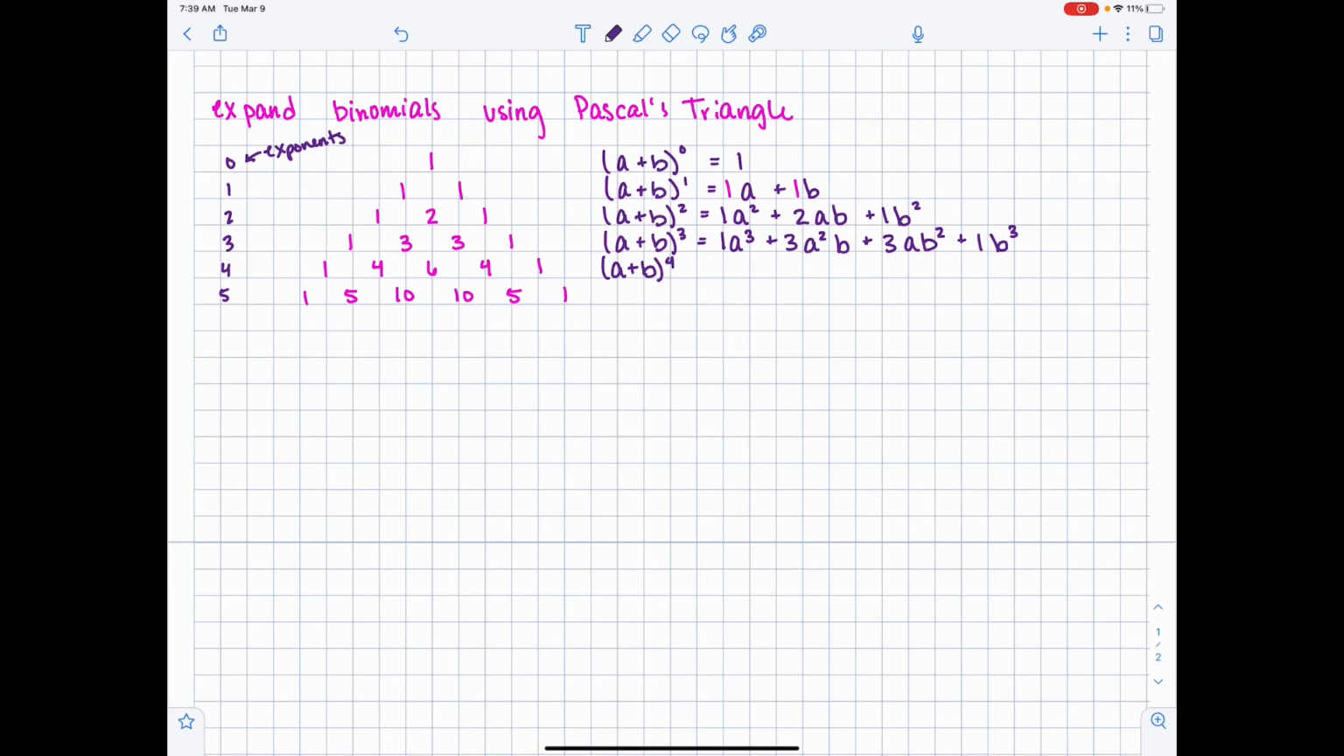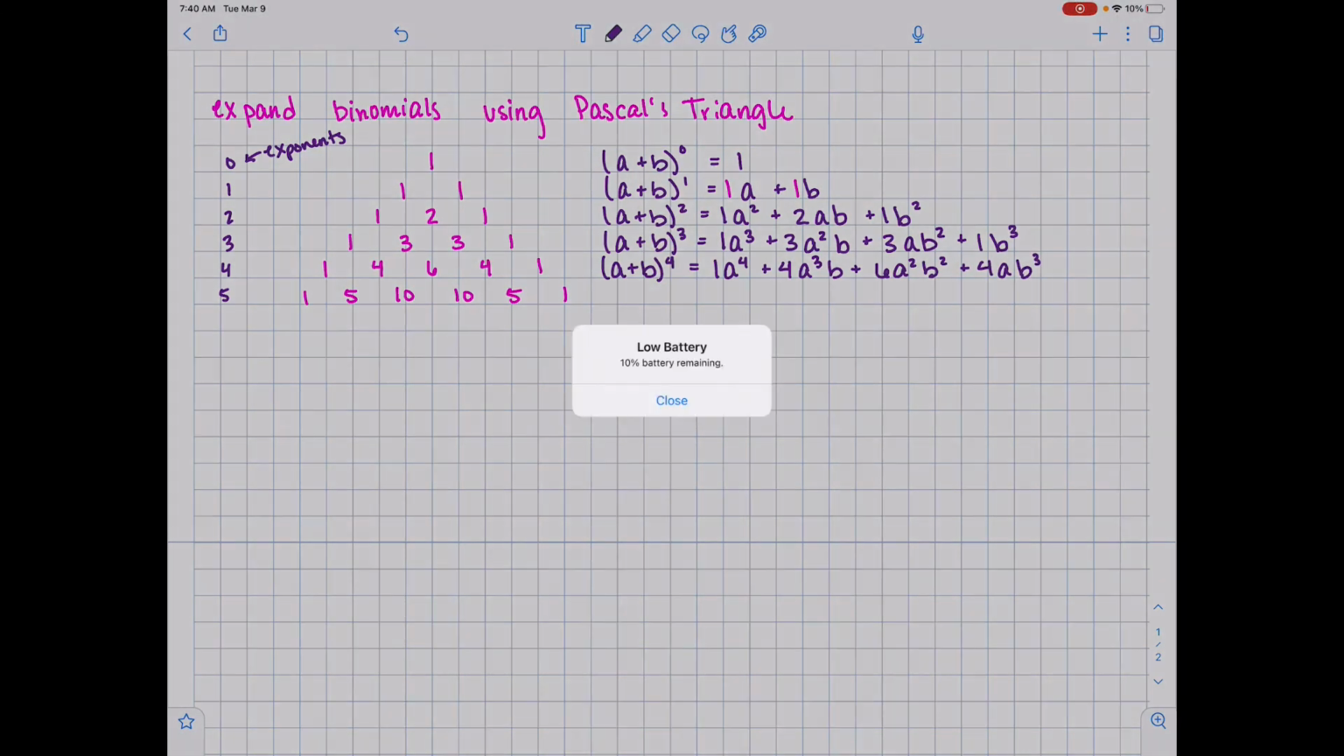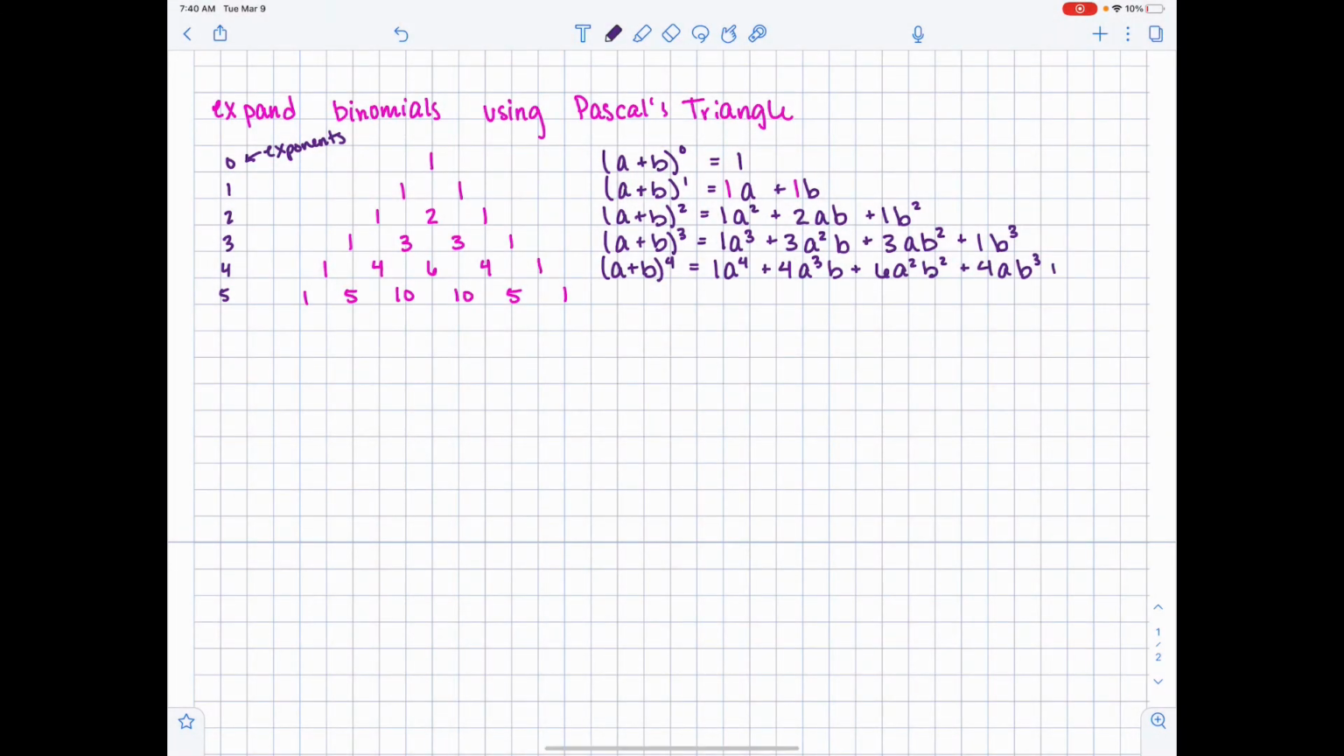So a plus b to the 4th: 1a to the 4th, plus 4a cubed b, plus 6a squared b squared, plus 4ab cubed, plus 1b to the 4th. All right, I got distracted by my low battery. I have to plug it in.